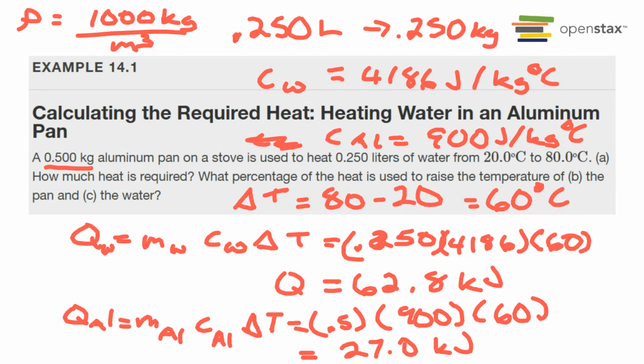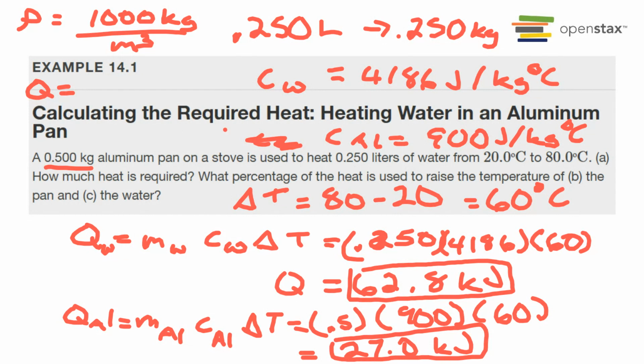And then you also have a certain amount of heat energy required to change the temperature of the water. If you want to know the total, you would add those up. So the total Q would be equal to 62.8 plus 27, and that would end up being about 89 kilojoules.